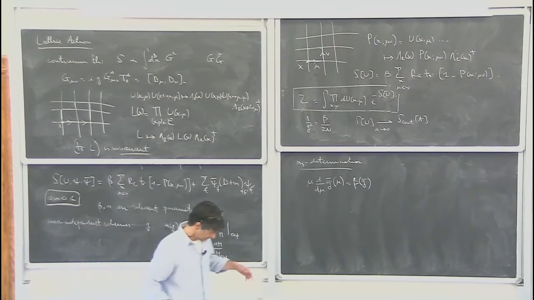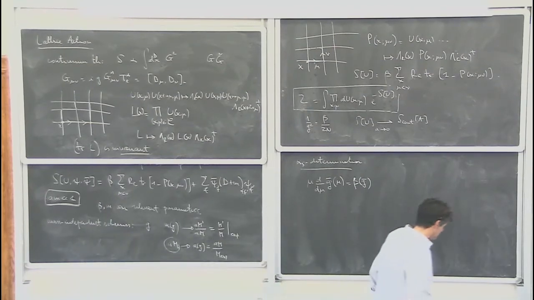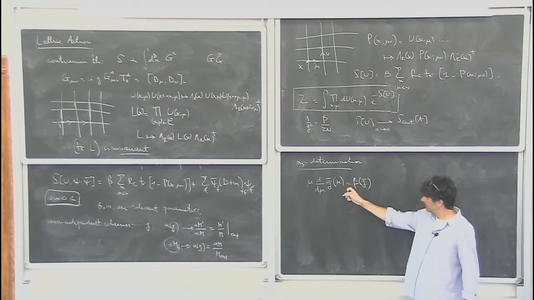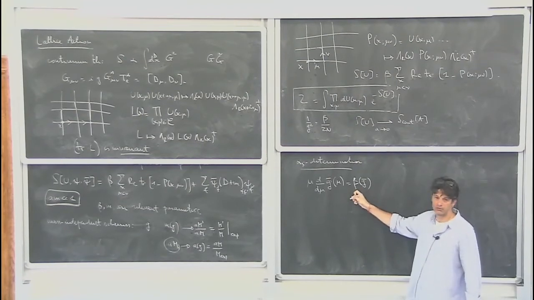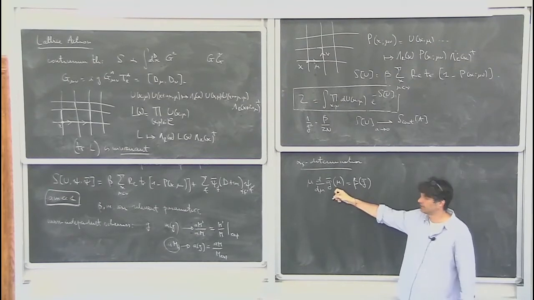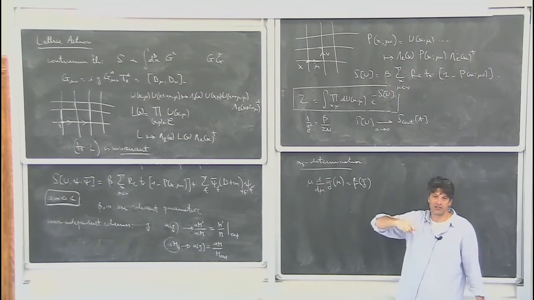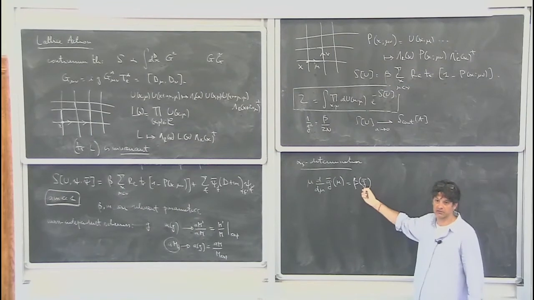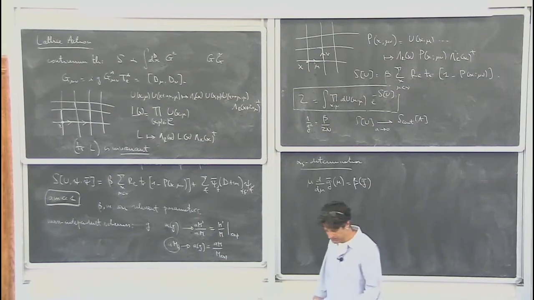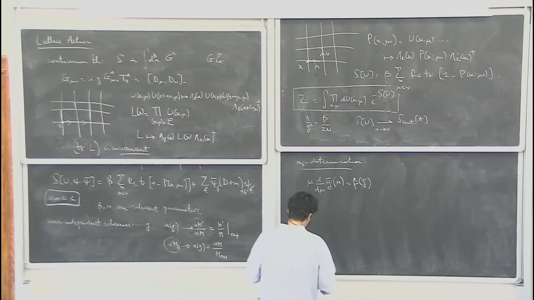And the beta function can be computed one way or another. We're going to discuss that. But the important thing is that once you know the beta function, you can evolve g bar from one scale to any other scale, right? It's a first order differential equation. So all you need is one initial condition.